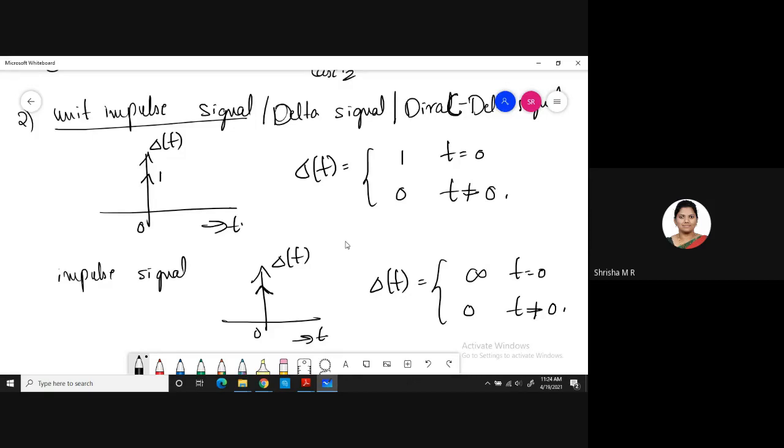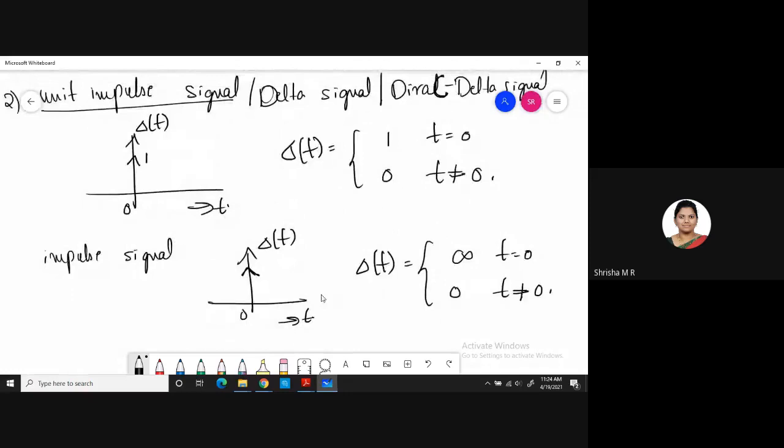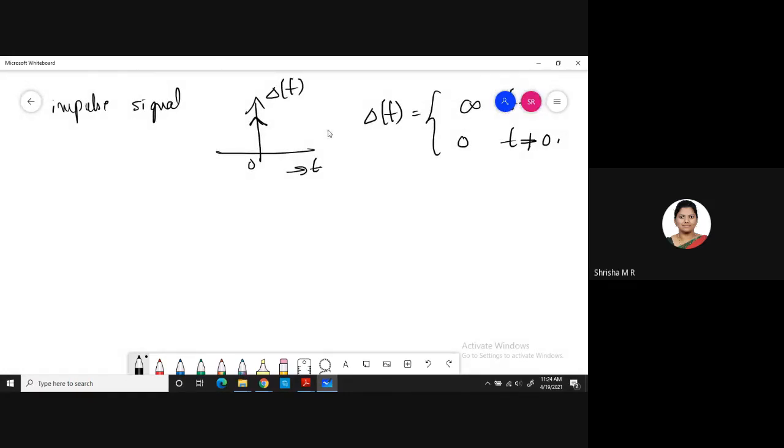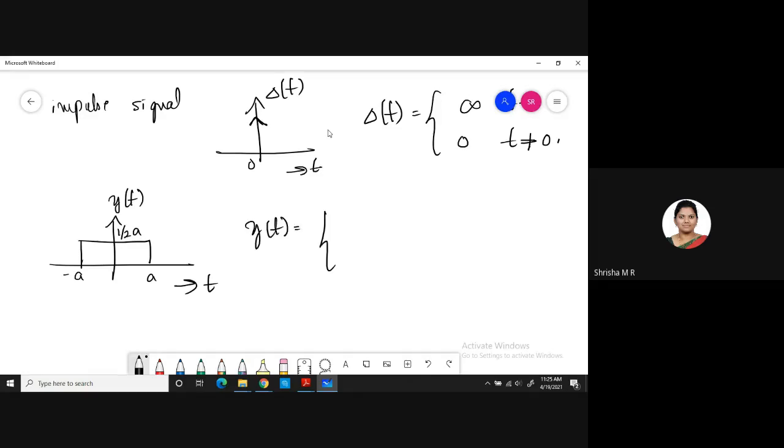As I told you, we have seen this in the previous semester also. I told you why we have to take it as infinity, or why we call the area of this 1. We get the unit impulse signal from a rectangular signal. Suppose you have a rectangular signal, I'll take it as some y of t, and it exists from, just as a numerical, minus a to a, and the amplitude is 1 by 2a. So y of t has amplitude 1 by 2a for t between minus a and a. Between minus a and plus a, the amplitude is 1 by 2a, and it is 0 otherwise. So this is a rectangular function.